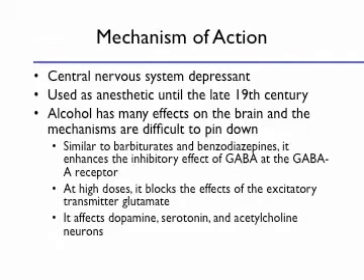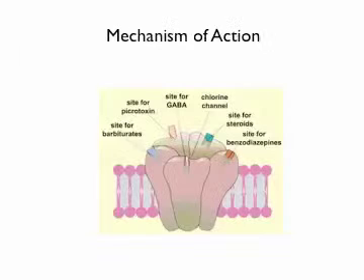At higher doses, it can also block the effects of glutamate by blocking a certain type of glutamate receptor. But it has other effects on dopaminergic, serotonergic, and cholinergic neurons. So if we go back to the GABA receptor, we do see a site for barbiturates and benzodiazepines. Alcohol has a similar effect to these drugs by sort of priming this receptor so that when GABA does bind to it, it's more efficient, and so it increases the inhibitory effect of GABA binding at its binding site.